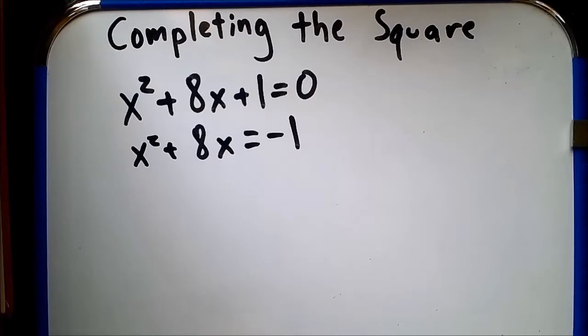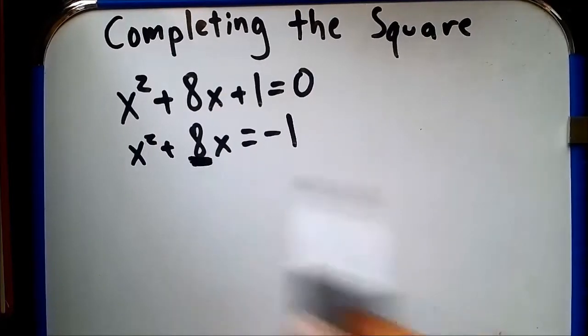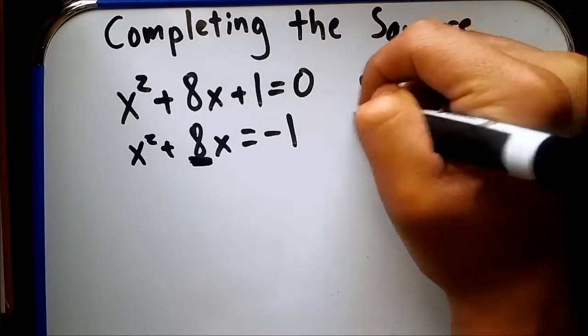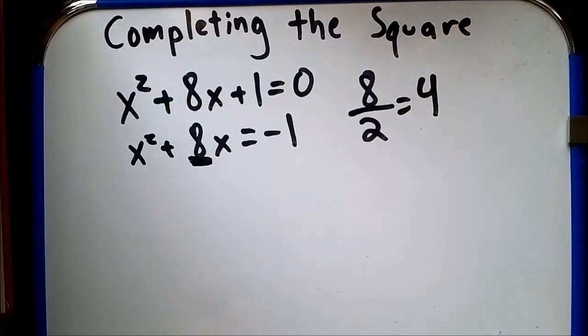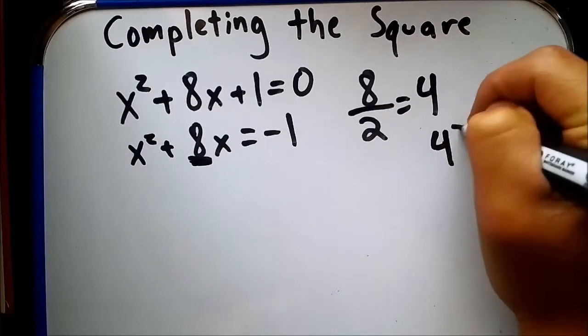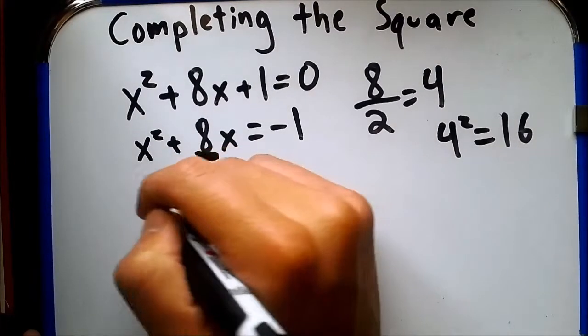Alright, so the second step is to take the coefficient in front of the x, right here, which is 8, divide it by 2, which is equal to 4, and then square it. So 4 squared is equal to 16. So now what we do is we add 16 to both sides.